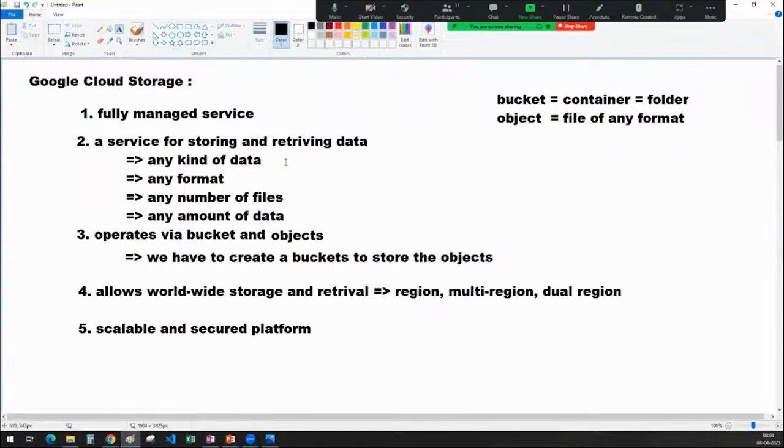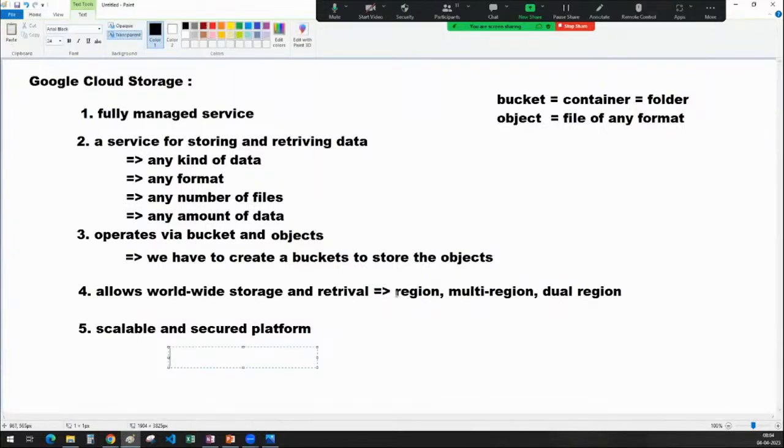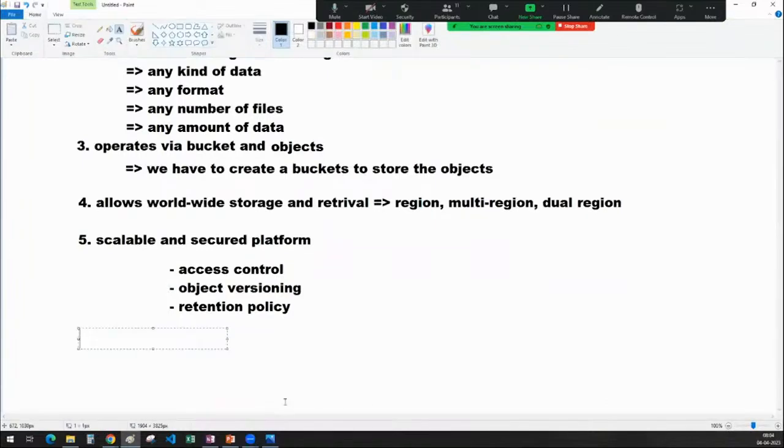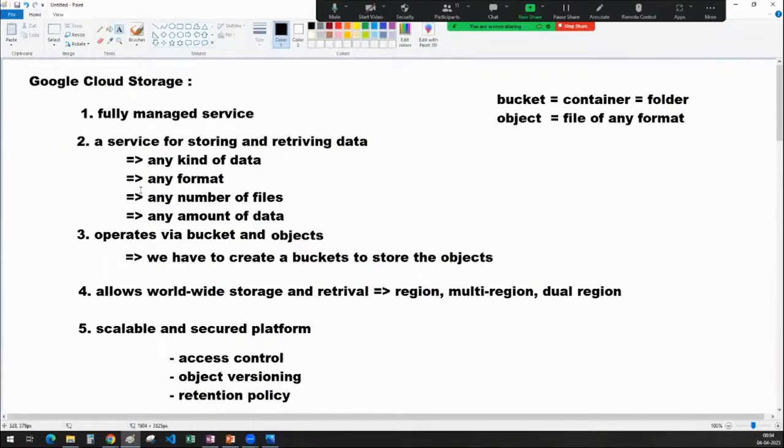Tomorrow we will see how to create a bucket. Inside that, when I say secured platform, we can talk about access control, and very basic concepts we are going to see tomorrow. Object versioning. What is meant by all of this terminology? We will see retention policy. And one more thing is also there, storage classes. While you are creating a bucket, there are also storage classes. So tomorrow we will see all of these things, sir.